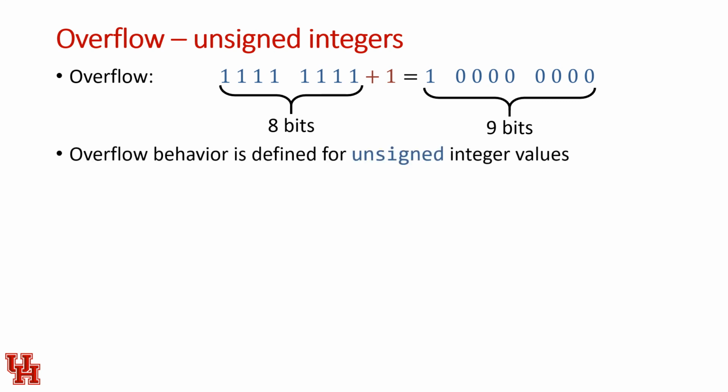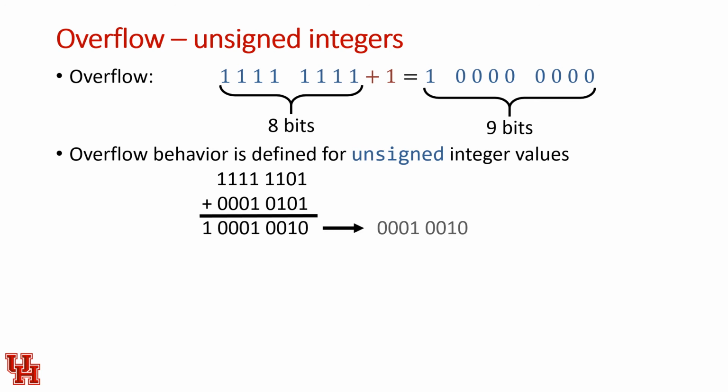For the most part, overflow behavior is undefined. You should not expect any consistent results if overflow occurs in your code. However, overflow behavior in C and C++ is defined for unsigned integers. When overflow occurs for an unsigned integer data type, the n least significant bits are stored, where n is the size of the register. So if we add two 8-bit operands resulting in an overflow, the 8 least significant or rightmost values are stored in the result.